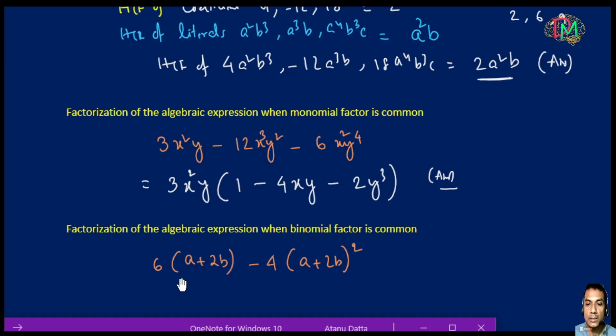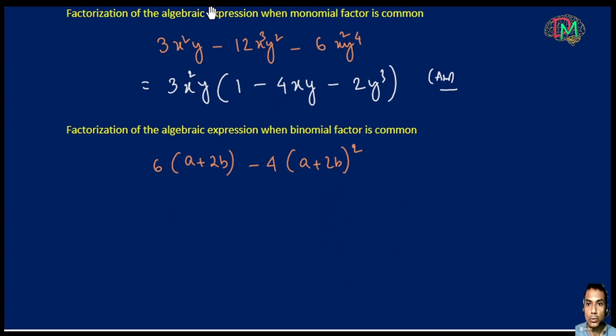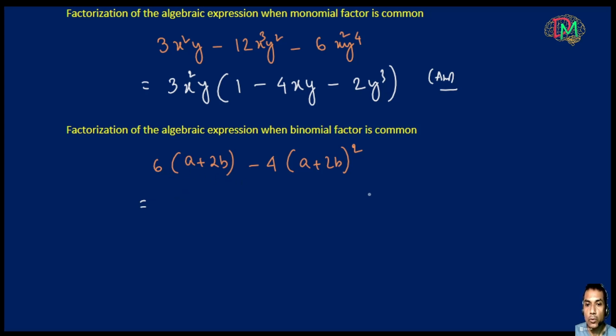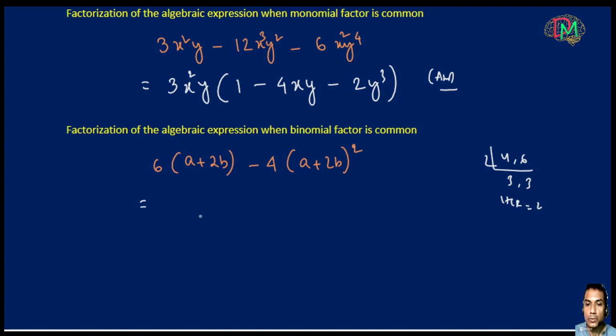This is the question: 6 times (a plus 2b) minus 4 times (a plus b) times (a plus 2b) whole square. Done. So I can do that. First we have to find out the coefficient part. Here the common factor means only 6 and 4. What is the HCF of 6 and 4? You already know, for 4 and 6, it is only 2. So we take the 2 common here from the coefficient part.